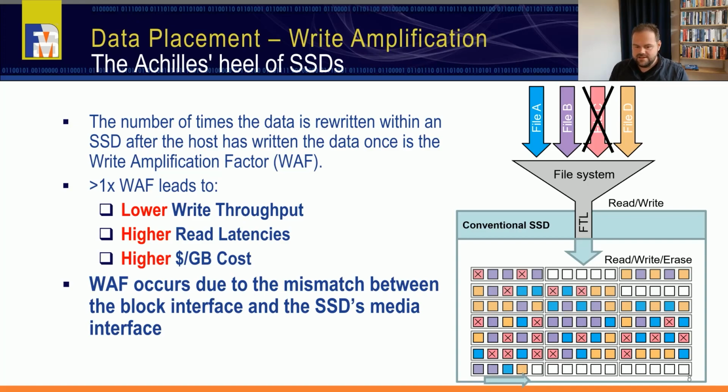And what this leads to is lower write throughput and higher read latencies, because you're writing more and that impacts the read latencies. And it also has a higher dollar per gigabyte cost due to the overhead of the flash translation layer in general. And this write amplification factor occurs due to this mismatch between the block interface and the SSD's media interface.